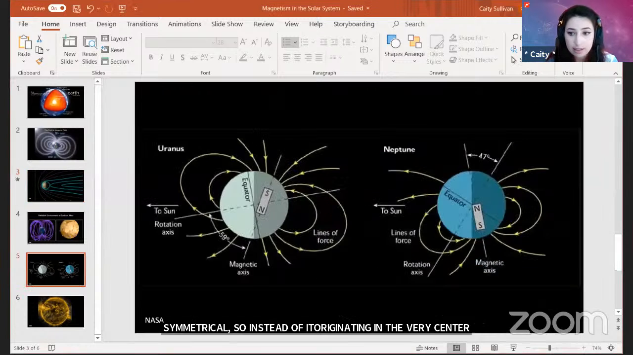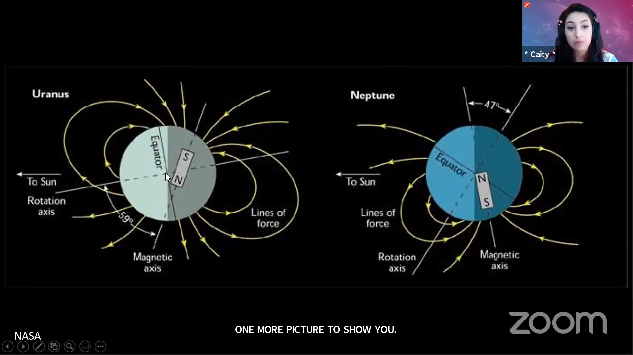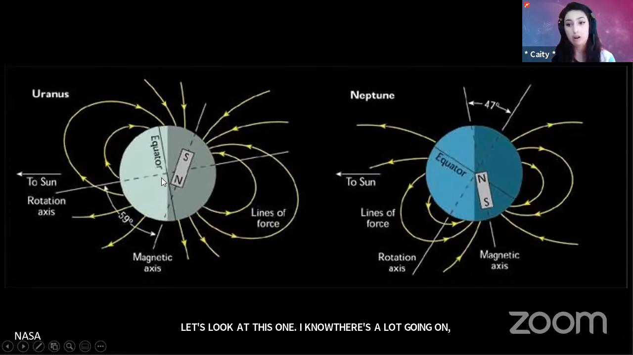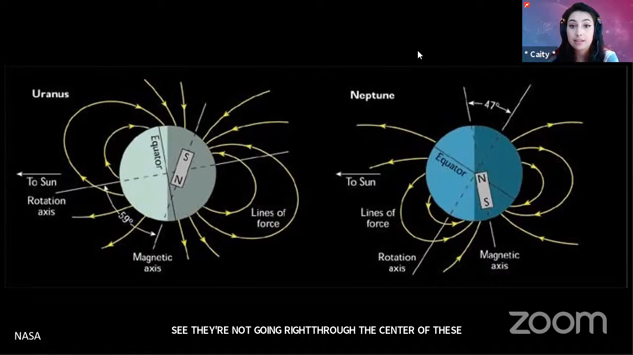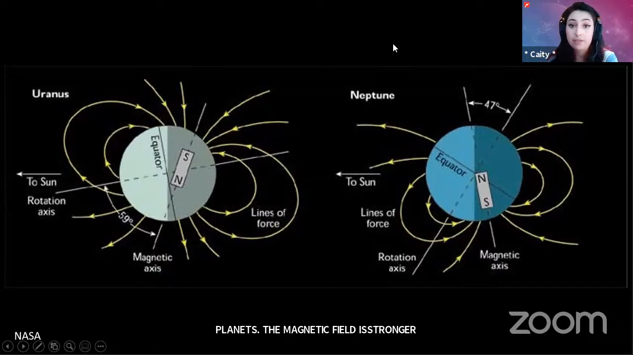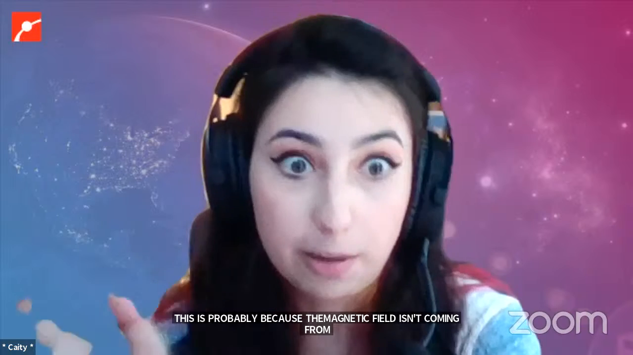Let's look at this one. So I know there's kind of a lot going on in this graphic, but if you just look at the two bars, which are our magnets, you'll see that they're not going right through the center of these planets. So the magnetic field is stronger on one side than it is on the other. And this is probably because the magnetic field isn't coming from electrical currents directly in the core. It's probably coming from areas in the planets that are closer to the surface, and that's why they are a little bit offset.